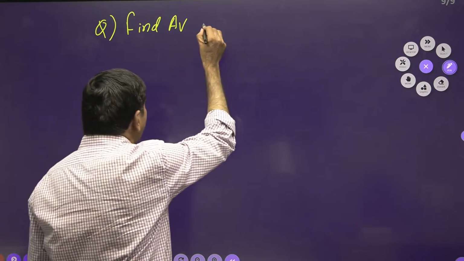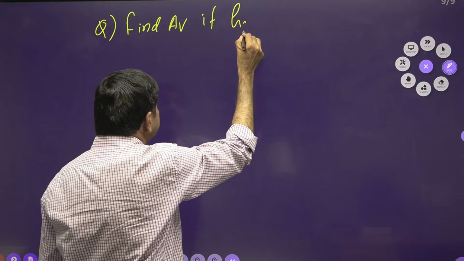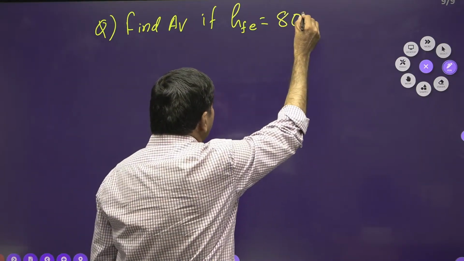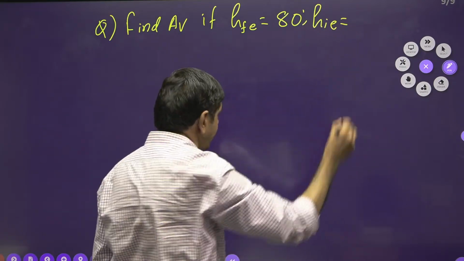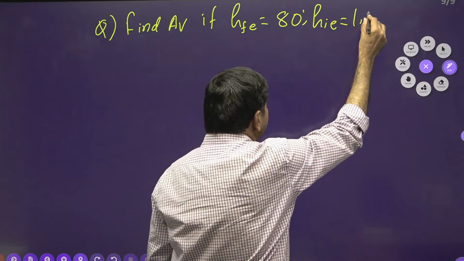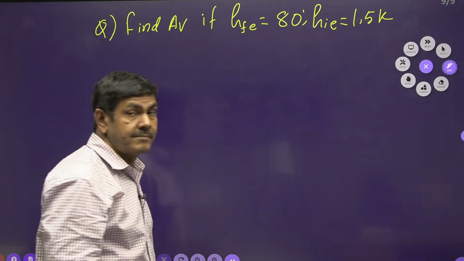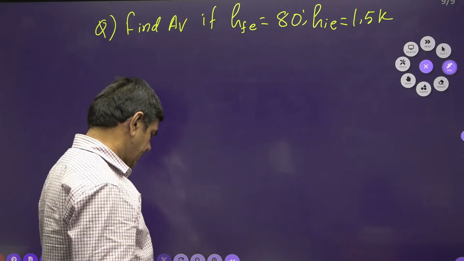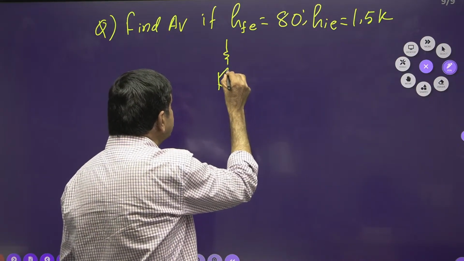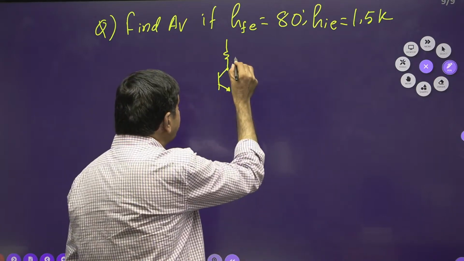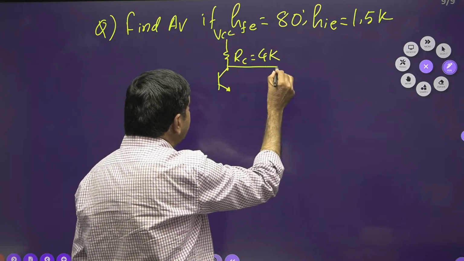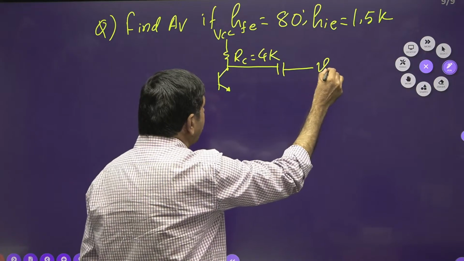If HFE equal to 80 and HIE equal to 1.5K. I am giving 1.5K here as HIE. That much impedance is given. And here the network is given like this. There is RC, which is nothing but 4K. Here we have VCC. But here I am not giving any load. Directly V0 I have taken from this point.